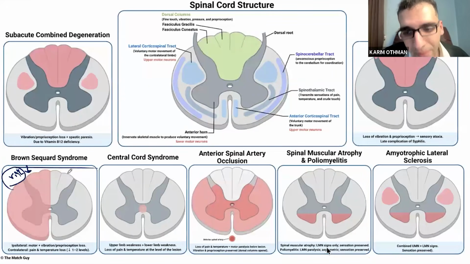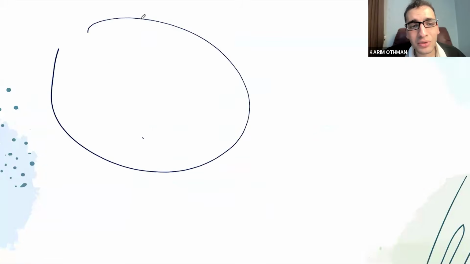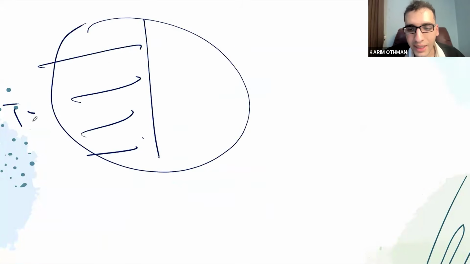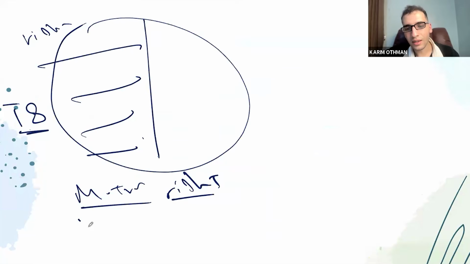They will think, would you get pain and temperature ipsilateral, like dorsal column ipsilateral? So follow the rule we talked about. If you affect the right, everything will be ipsilateral except pain and temperature below the lesion, which will be contralateral. So for example, if you have Brown-Sequard syndrome at T8, what would you get on the right? First, motor. You will get motor loss on the right. Then, vibration and proprioception. You will get vibration and proprioception loss on the right.